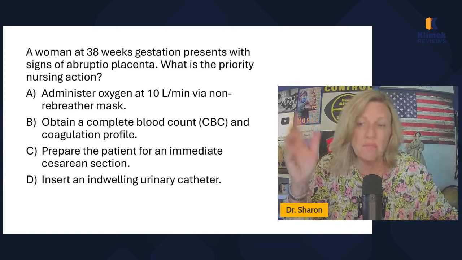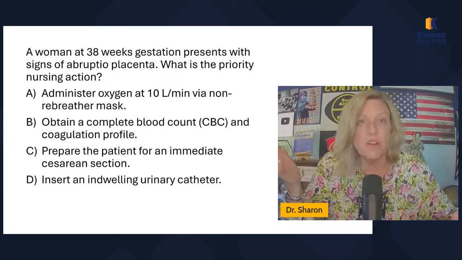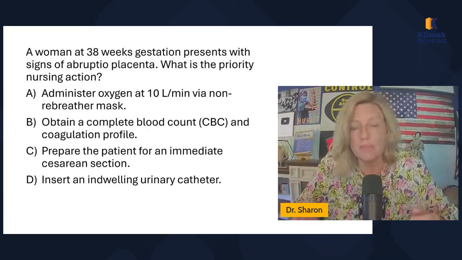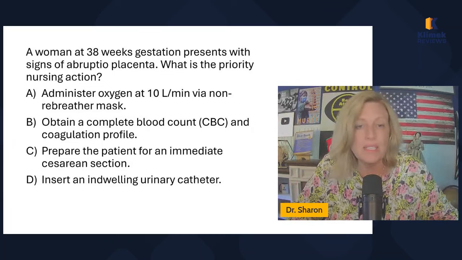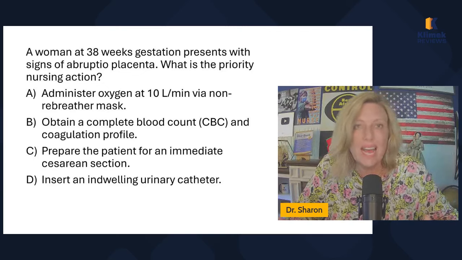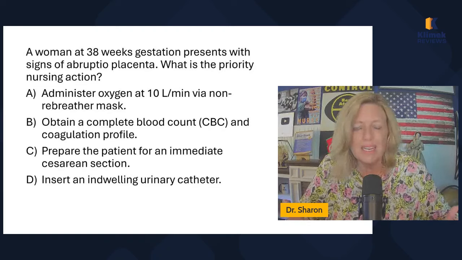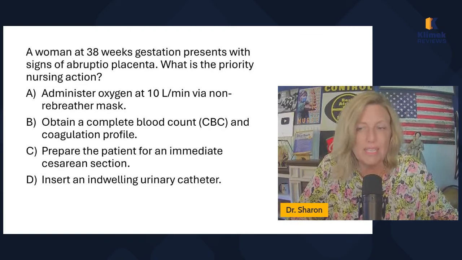Administer oxygen. I mean, I might administer oxygen. I can't totally cross it off. That seems like a good thing to do. Obtain a CBC? Probably not. It's not heavy bleeding unless they told me she was having heavy bleeding. I'm crossing B off. Prepare the patient for an immediate C-section.